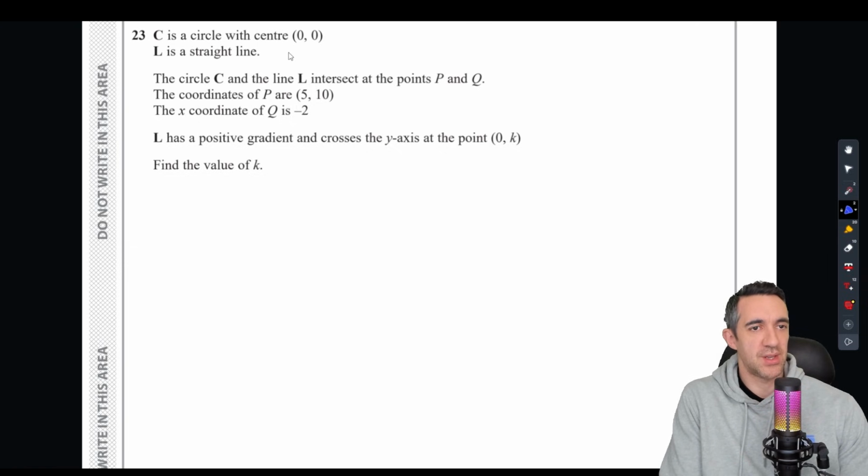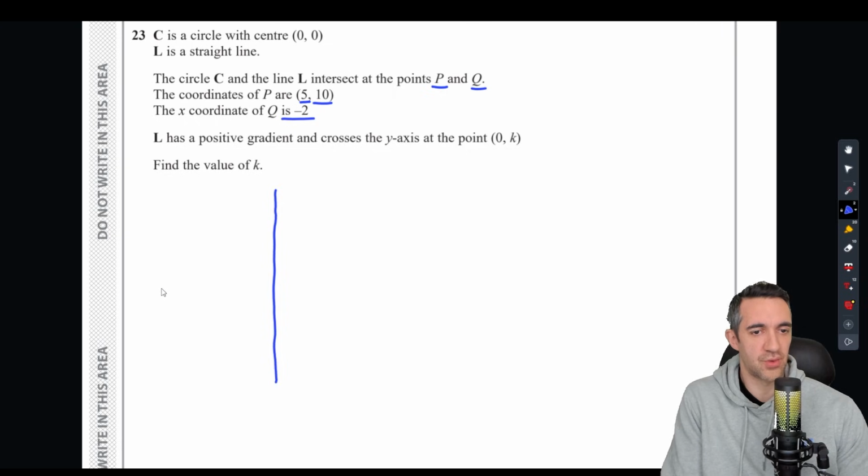So C is a circle with center 0, 0. L is a straight line. The circle C and L intersect at points P and Q, and P has coordinates 5, 10. The x coordinate of Q is -2. L has a positive gradient and crosses the y. I mean, there's a lot going on here. I'm going to have to draw something.